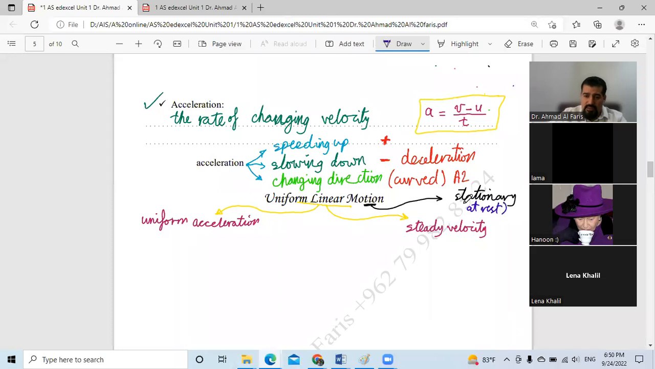Now, any object at rest or at a steady velocity, these two different situations, what do they call them? They call it a balanced object. And we are going to talk about that when we talk about forces later on, according to Newton's first law of motion.